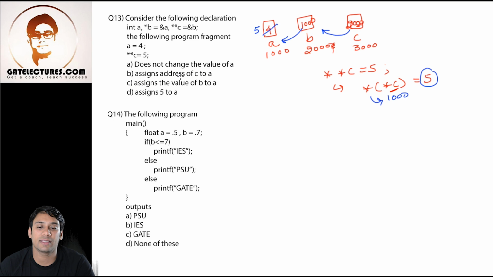Then B says it assigns the address of c to a. No, this statement is not assigning the address of c to a. Then C says it assigns the value of b to a. The value of b is 1000, so no, this statement is not assigning the value of b to a. And option D is assign 5 to a. Yes, this statement assigns the value 5 to variable a, therefore option D is correct.